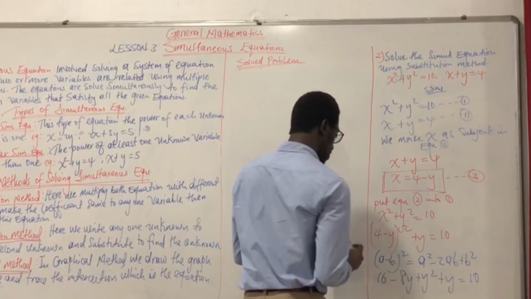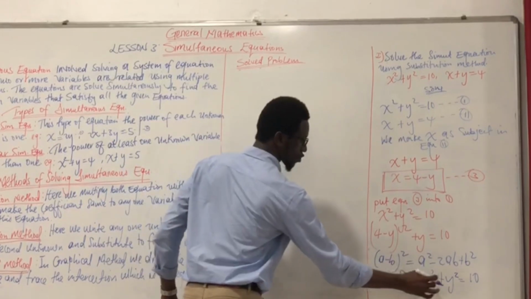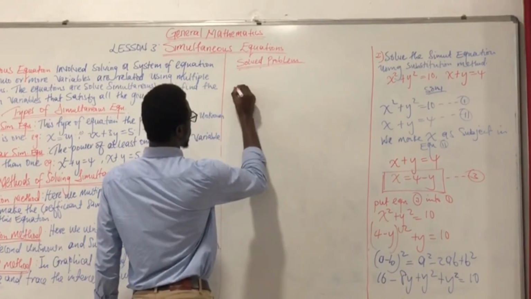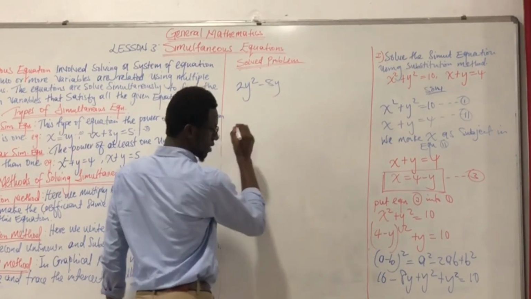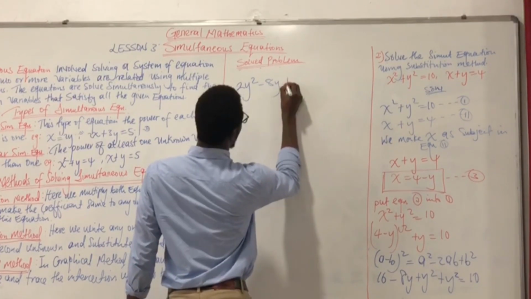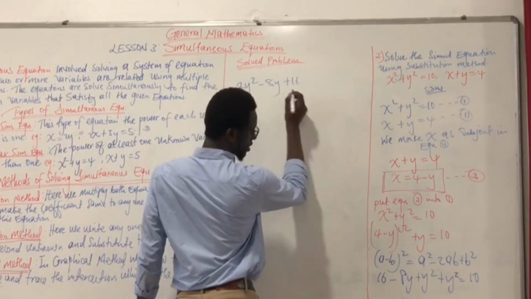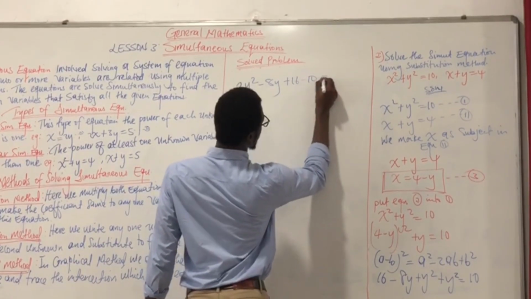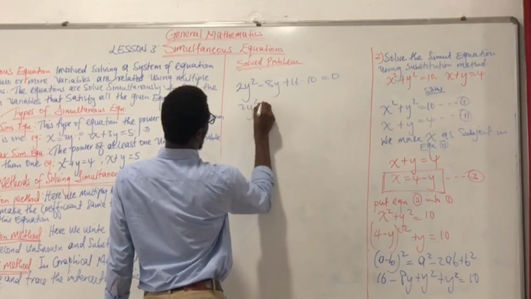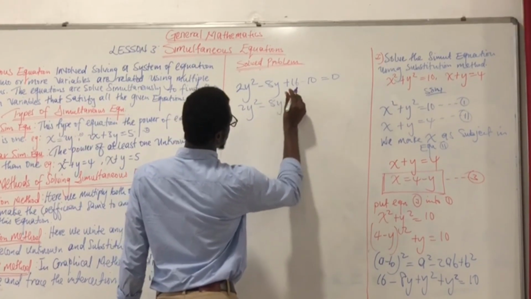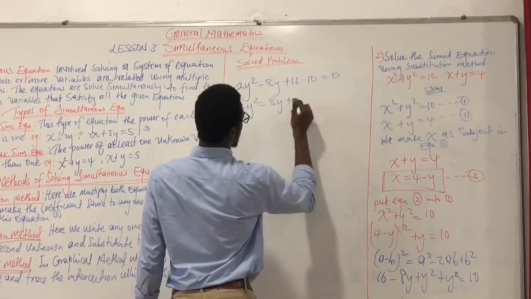So now we try to rearrange this. This y squared plus y squared will give us 2y squared. So 2y squared minus 8y plus 16. We transpose this 10 here: minus 16 minus 10 equals 0. So now here we have 2y squared minus 8y plus 6 equals 0.